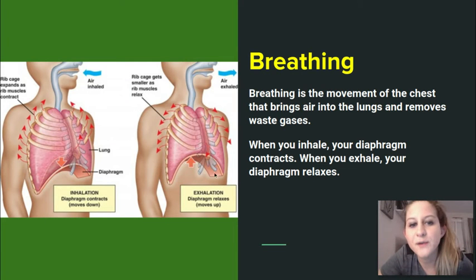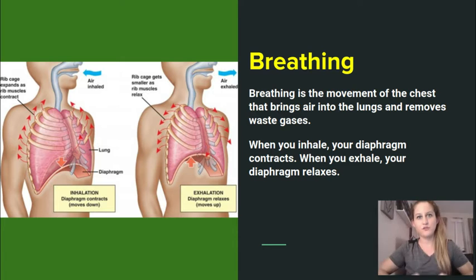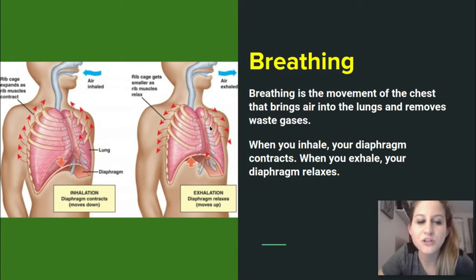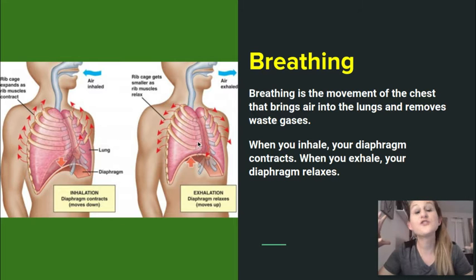When you exhale, you breathe out. Your diaphragm relaxes. It kind of goes back up to its original spot, and your lungs, as a result, look like they're smaller. They're not. They're not as stretched out. They're in a relaxed state. They're pushing all that air out.